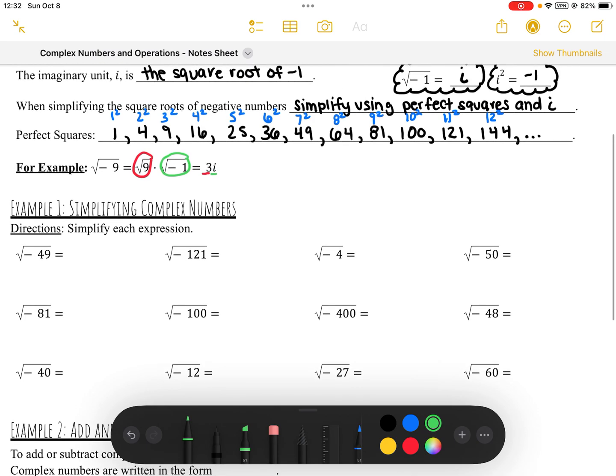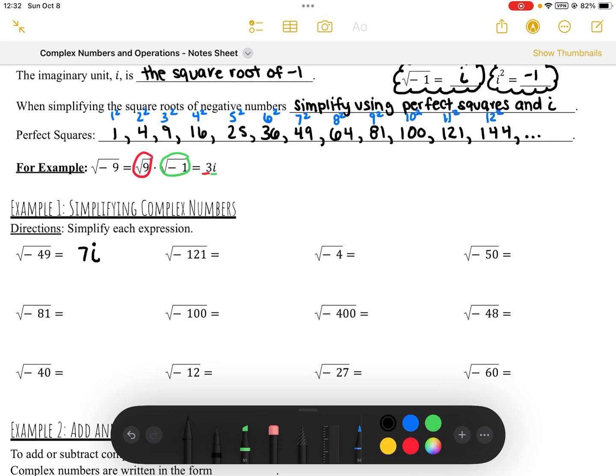So example 1, we are simplifying complex numbers. Directions: simplify each expression. So the first one, we have the square root of negative 49. So 49 is a perfect square. When I take the square root of 49, I'm going to get 7. And then I have that negative under there, so that negative is going to give us I. So the square root of negative 1 is I. So my answer is 7I.